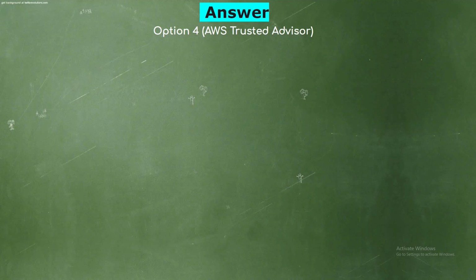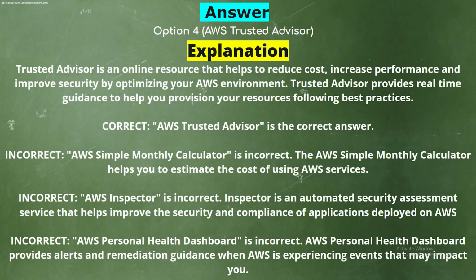AWS Trusted Advisor. Explanation. Trusted Advisor is an online resource that helps to reduce cost, increase performance, and improve security by optimizing your AWS environment. Trusted Advisor provides real-time guidance to help you provision your resources following best practices. Correct. AWS Trusted Advisor is the correct answer. Incorrect. AWS Simple Monthly Calculator is incorrect. The AWS Simple Monthly Calculator helps you to estimate the cost of using AWS services.